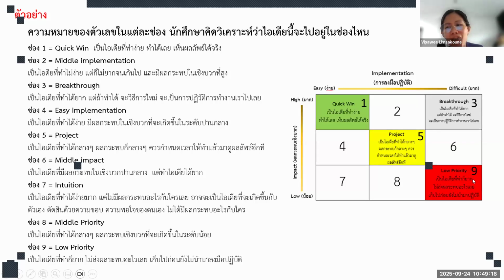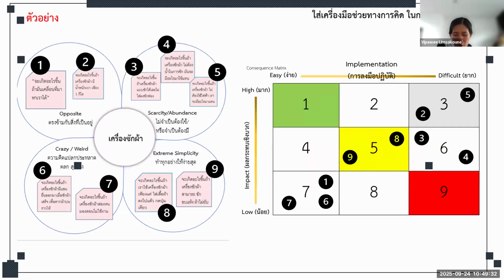Okay. But if it falls into this box, low priority, where it is difficult to implement and has low positive impact, I tend not to select them. Okay, I hope that helps you understand how we use the consequence matrix or the 9-box table here.